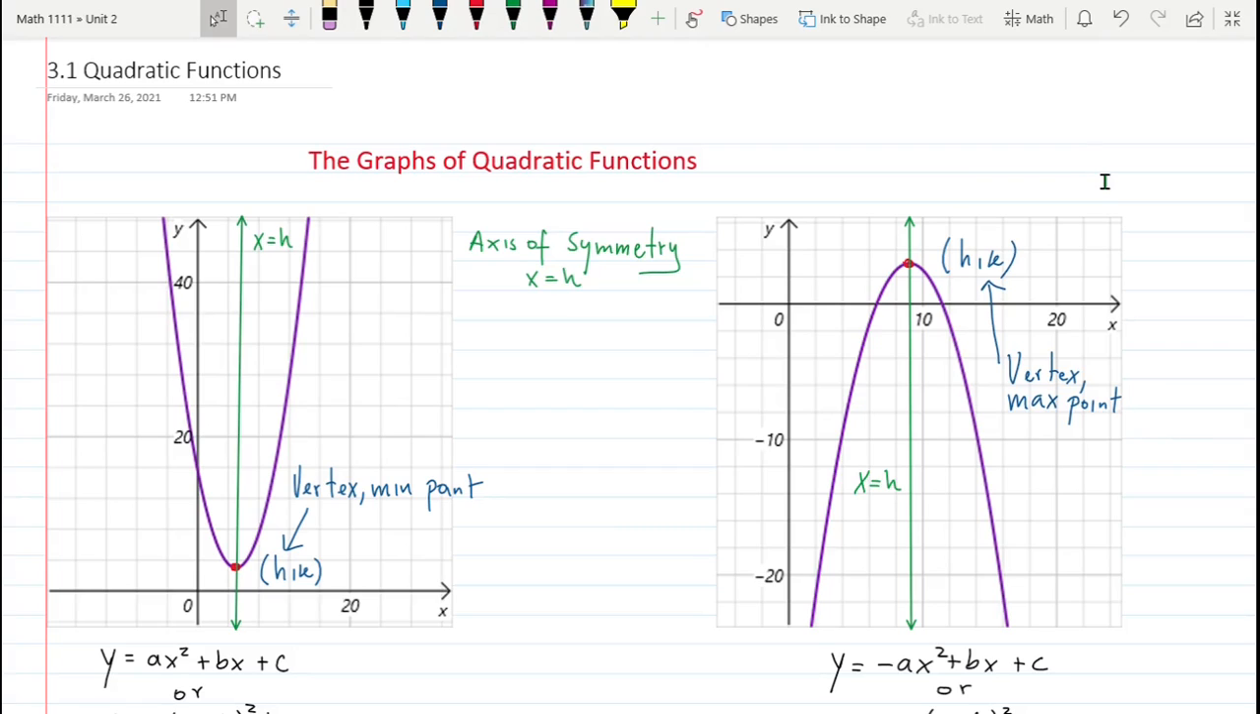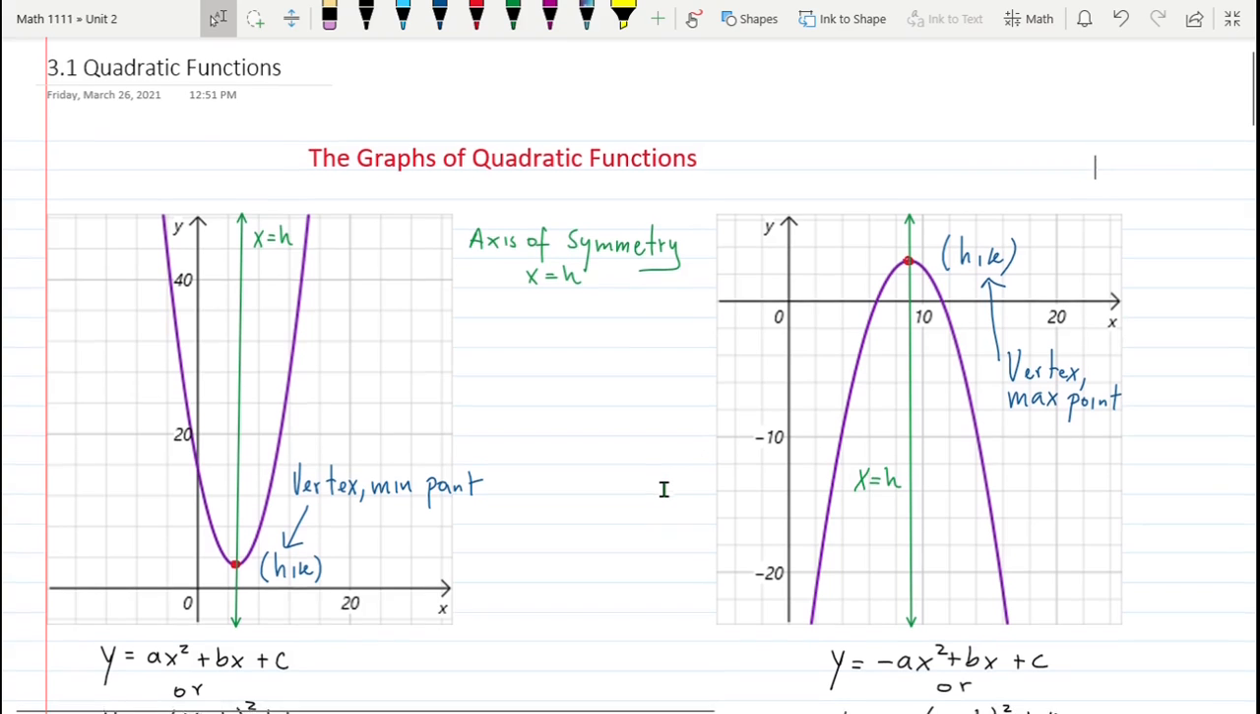In this video, we're going to talk about 3.1, which is quadratic functions, but the end goal is to talk about applications of quadratic functions. Once again, here we have the characteristic graphs of a quadratic equation.